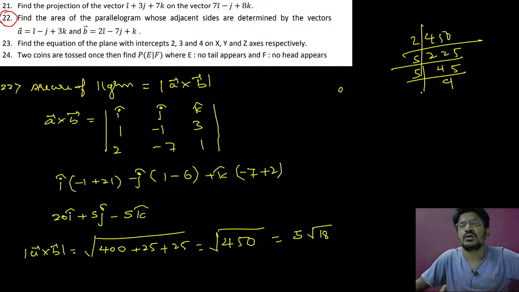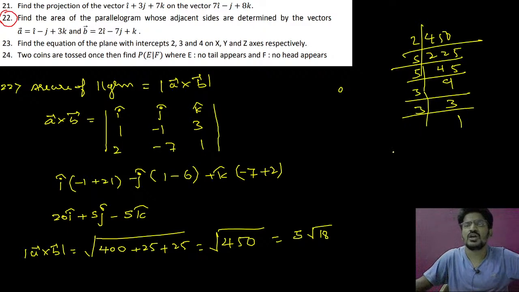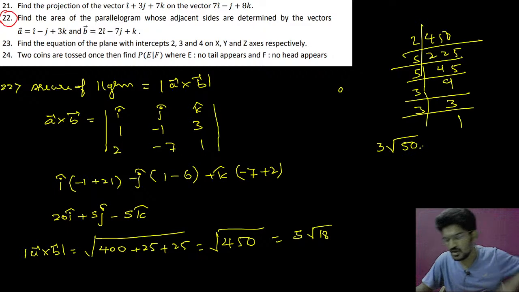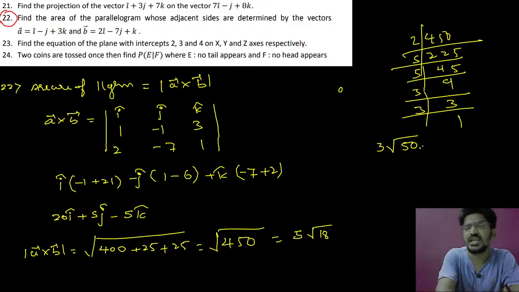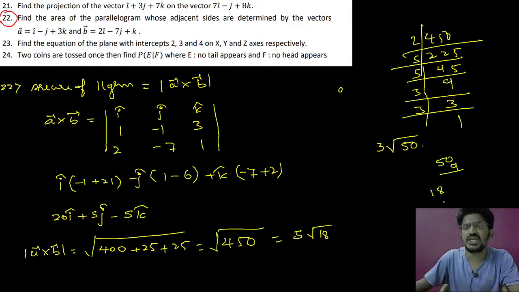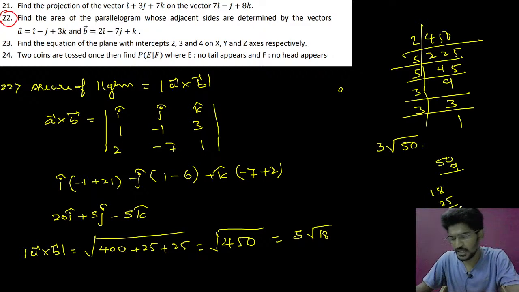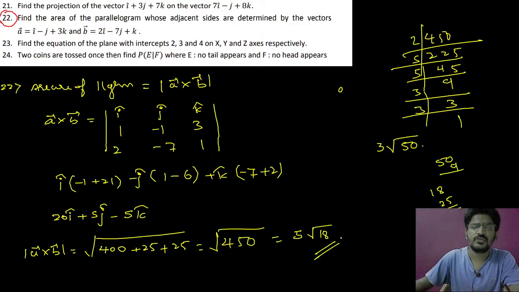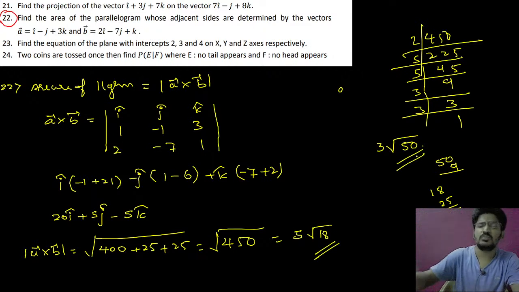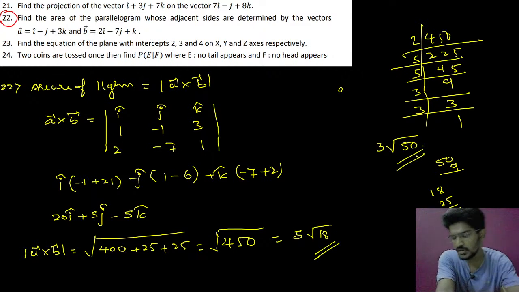No problem. So here 3 into 3 is 9. 3 into 1 is 3. Or you can write it as 3 root 5 into 5 is 25 into 50. 3 root 50. Either you write it as 3 root 50 or 5 root 18, you are going to get the right answer. Okay. You can just see 50 into 9 is 450. You can just see 18 into 25 is 450. Okay. You write 5 root 18 or 3 root 50. Both are right answers. Clear?